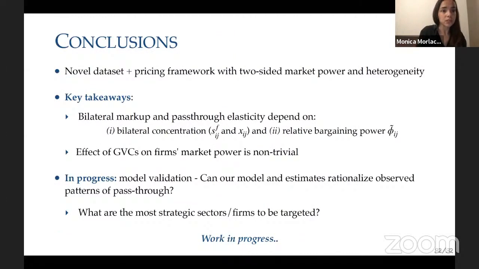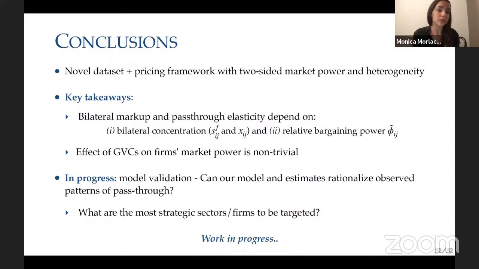Okay, so that's it. Unfortunately, I don't have results, but hopefully I gave you a pretty clear idea of what we're doing in this paper. To summarize, we build a novel data set and provide a novel pricing framework with two-sided market power and heterogeneity. The key takeaway is that, again, bilateral markups and pass-through elasticity depend, importantly, on the configuration of concentration and market power among importers and exporters.